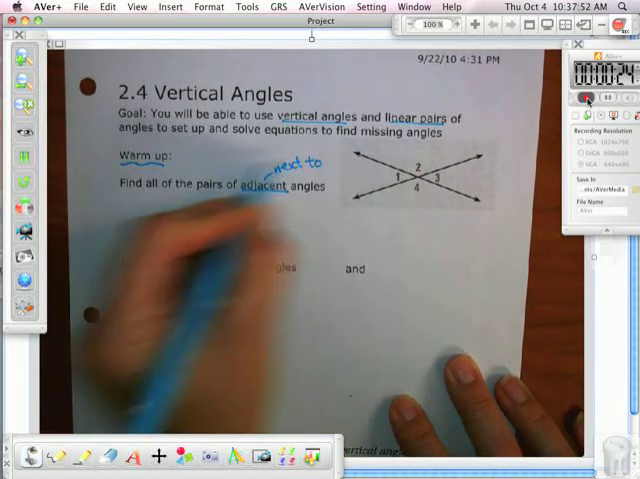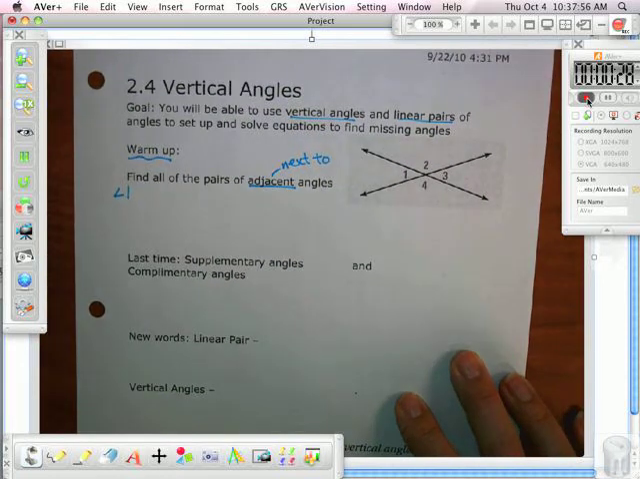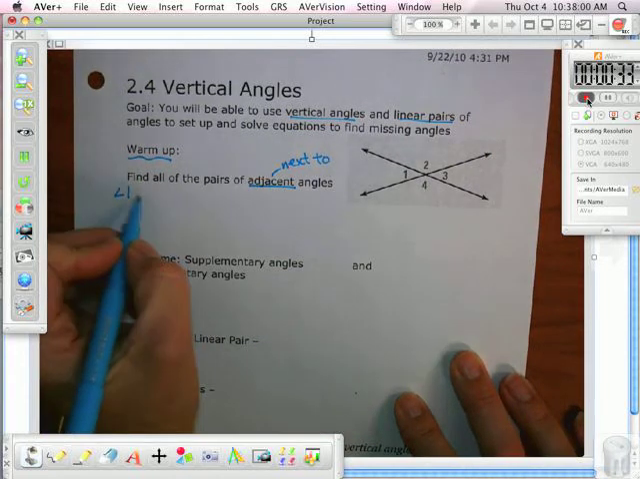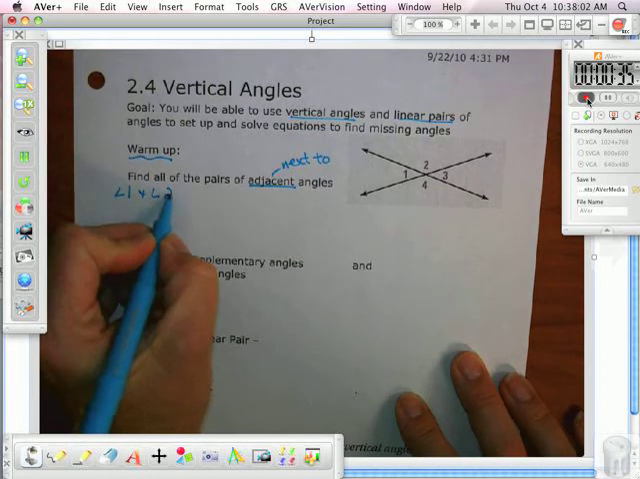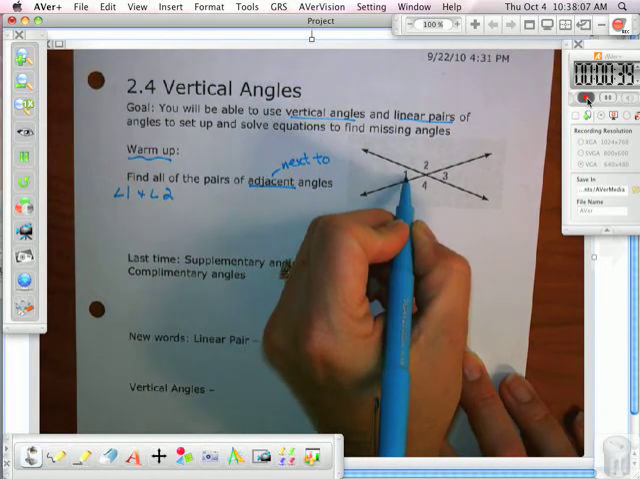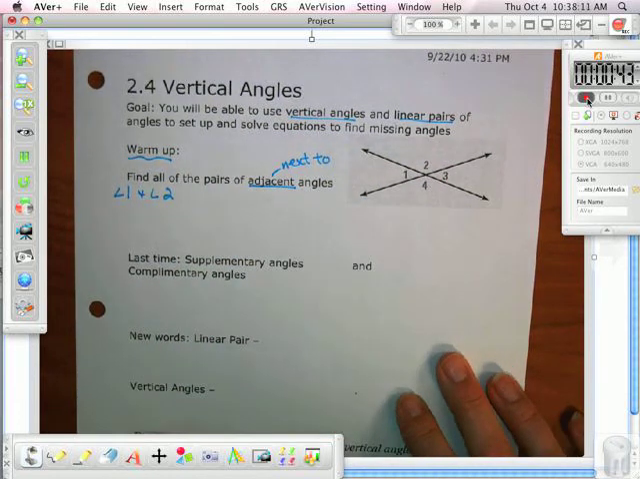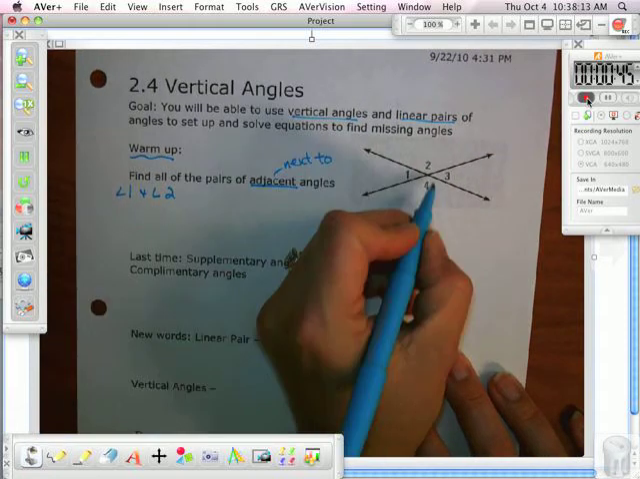Okay, angle 1 and what? What is adjacent to angle 1? It has to be adjacent, next to. Angle 1 and angle 2. These two are next to each other. 1 and 2. That's what adjacent means. Give me another pair of adjacent angles. 3 and 4. 3 and 4 are adjacent to each other.